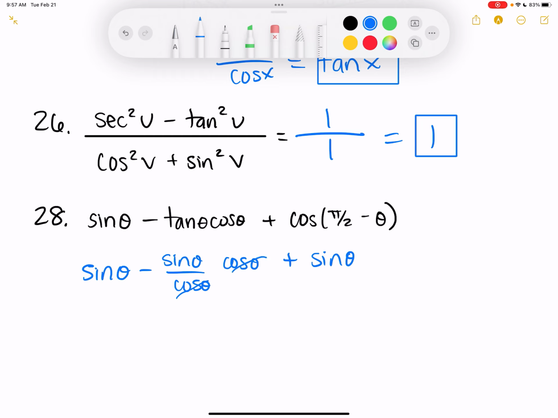Now, how do I do this on the other side? I was gonna take the Pythagorean identity and move it around.